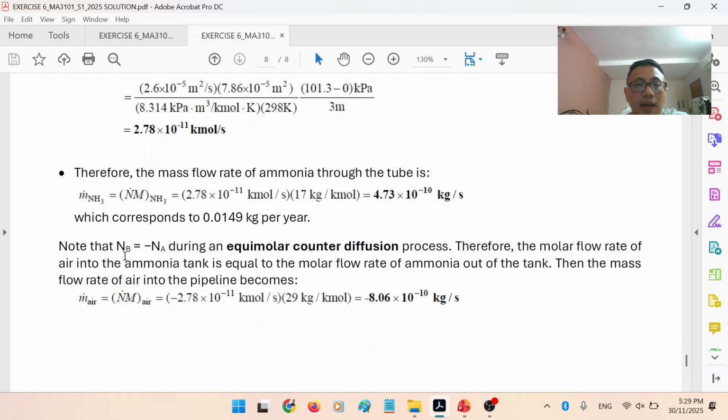Okay, note that N_B equals negative N_A because it's equimolar counter diffusion. So they have an equal amount of ammonia escaping to the atmosphere, and then an equal amount of air replacing the ammonia. Therefore, the molar flow rate of air into the ammonia tank is equal to the molar flow rate of ammonia out of the tank. So for the mass flow rate of air into the pipeline, we take the mole and multiply by the molar mass. We get negative 8.06 times 10 to the negative 10 kg per second.